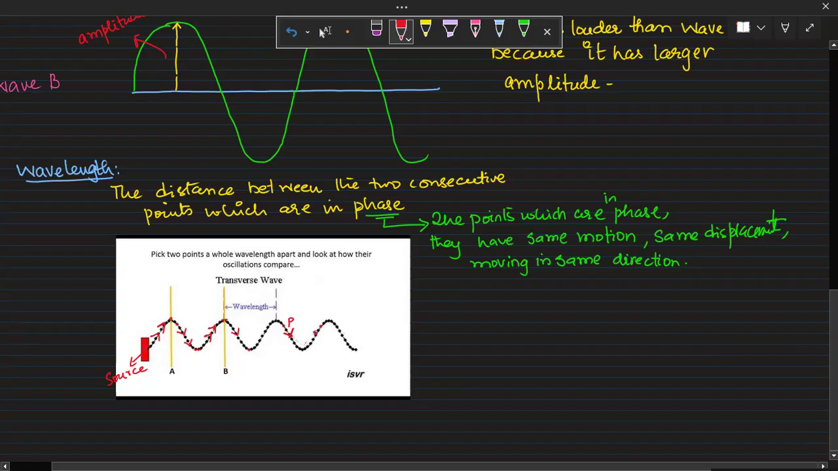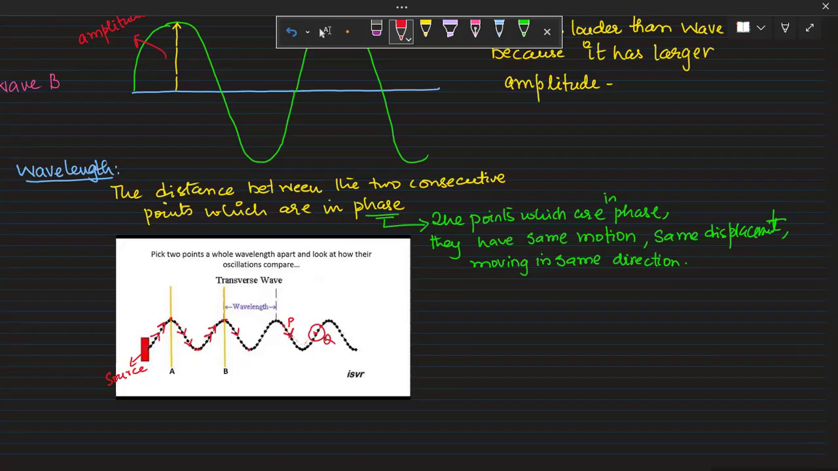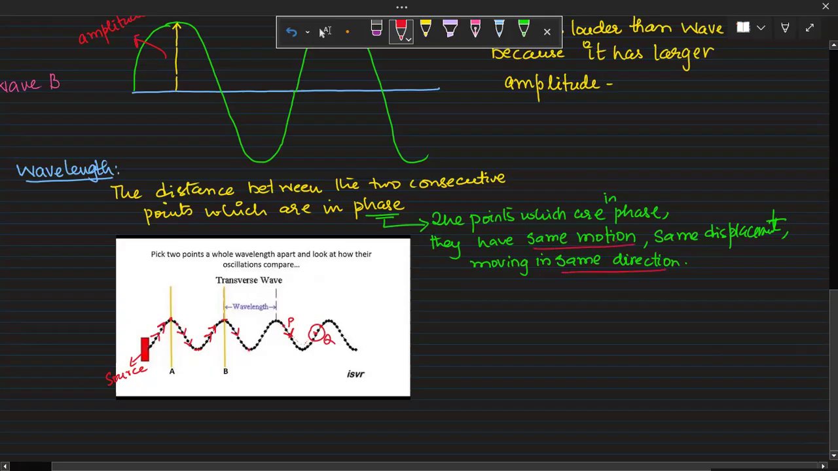Is it going up or is it going down? This one is going up. Q and P, are they in phase? Are P and Q in phase on the basis of the same motion, same direction? Are these two points in phase? No, because P is coming down and Q is going up, right?